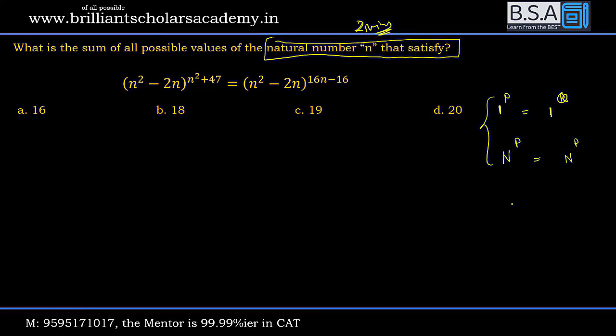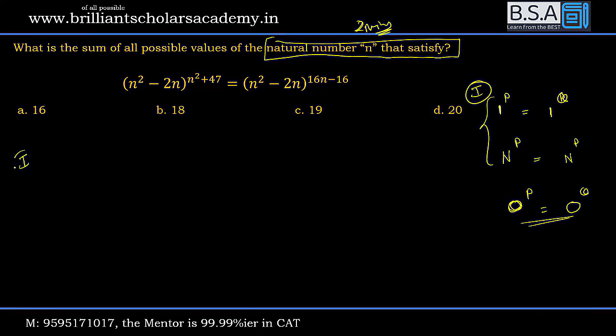Third way is the base is 0. Whatever power you put, it will still be equal. So there are three possibilities that come to my mind when I look at a to the power b and a to the power c. So let us go step by step. I am testing the first possibility.